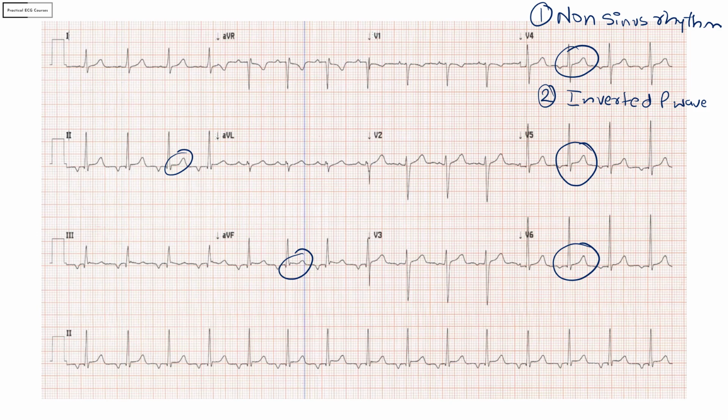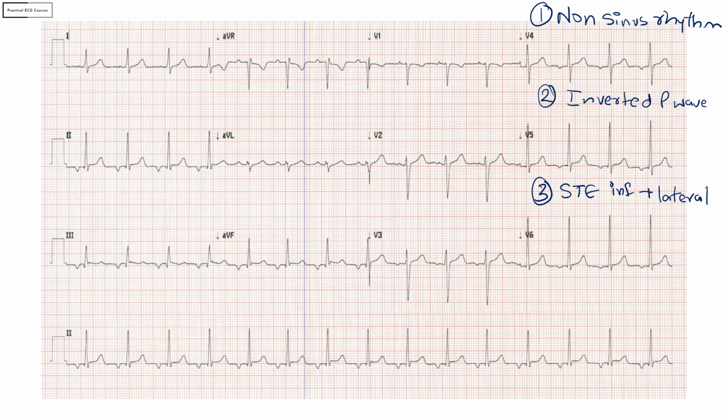As the ST elevation is restricted to the inferior and the lateral leads, could this be an infralateral MI? Moving on, the T wave and the QRS also look alright, and there are no special waves as well. There's no delta, no Osborn, or no epsilon wave. To summarize, we have a non-sinus rhythm with inverted P waves and ST elevation in the inferior and lateral leads.